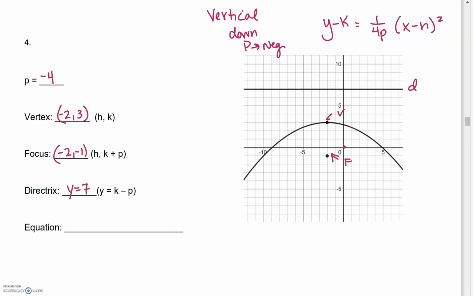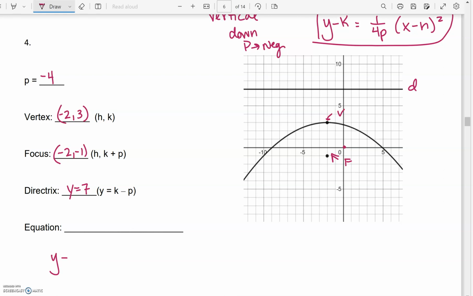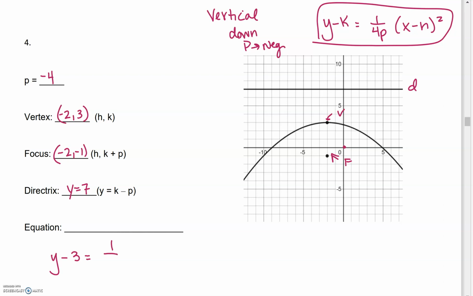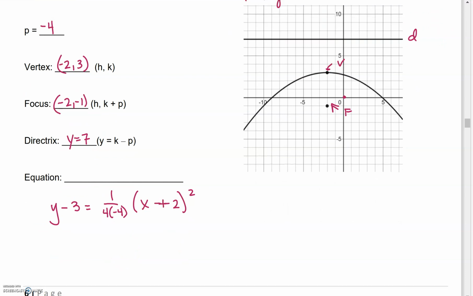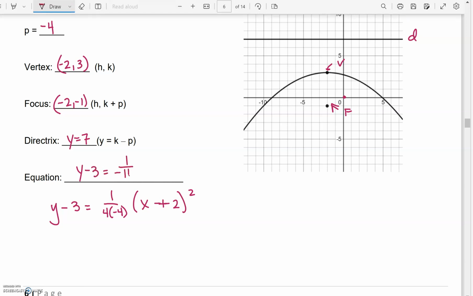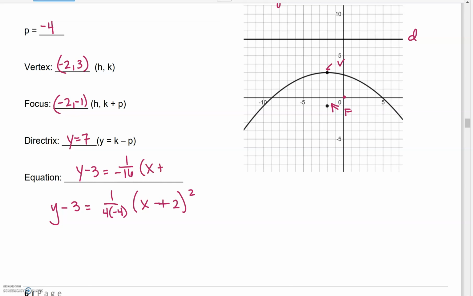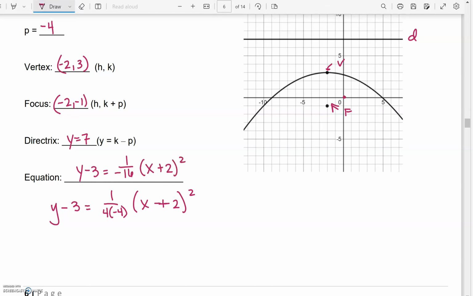And let's put it into our equation. Again, we're using this equation, and we're going to plug in all of our pieces that we found. So y minus our k, so that's a 3, is equal to 1 over 4 times -4, parenthesis x minus -2 squared. So a couple things we need to do here. We need to change our double negative, and we need to multiply those together. So it should be a y minus 3 equals 1 over -16, parenthesis x plus 2 squared. There we go.